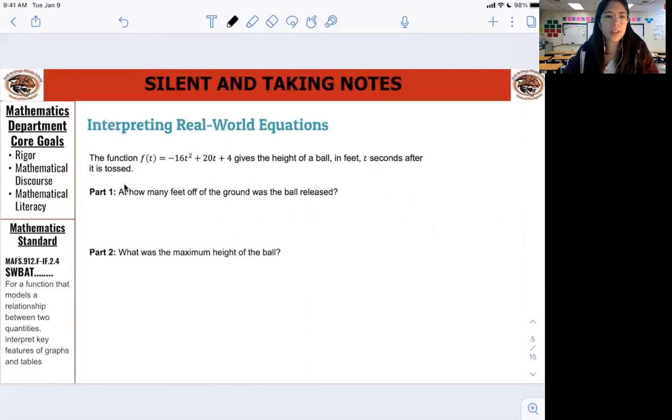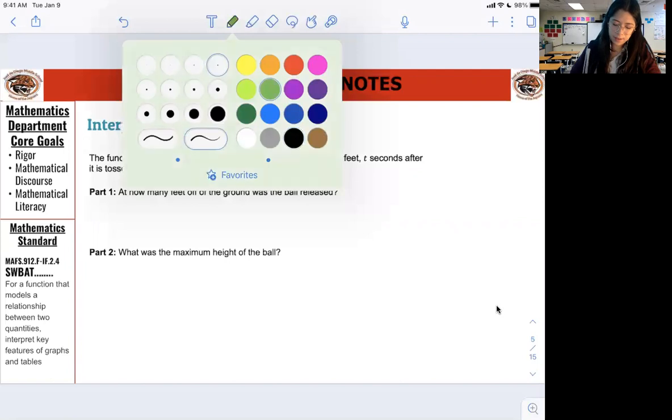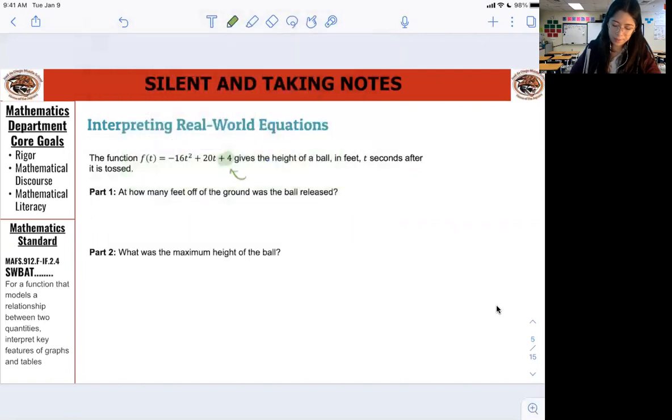Okay, I'll read this one because it's kind of short. The function f of t equals negative 16t squared plus 20t plus 4 gives the height of a ball in feet t seconds after it is tossed. Okay, part 1. At how many feet off of the ground was the ball released? 4. There you go. That's my y-intercept, and that's my initial height.